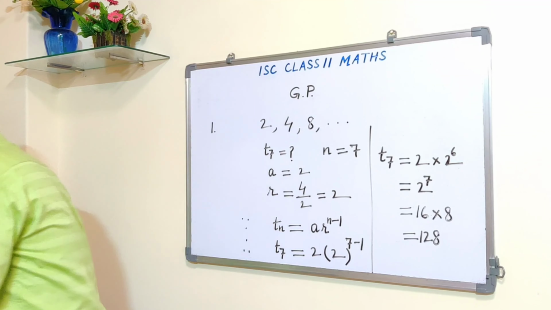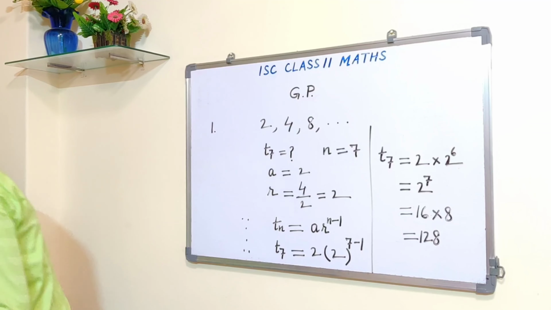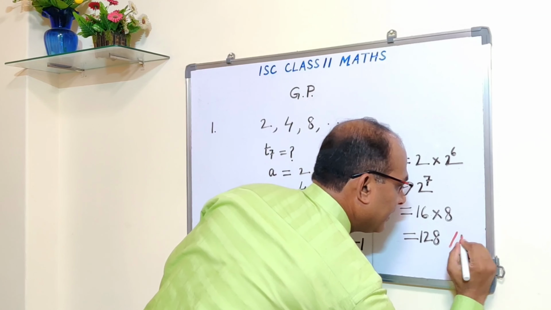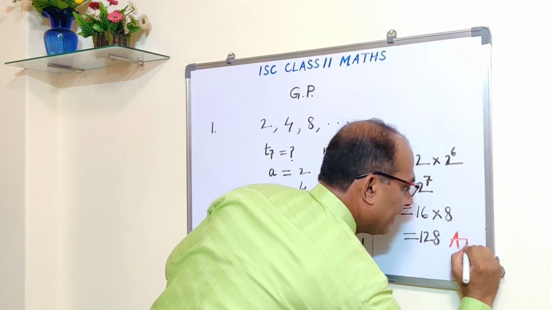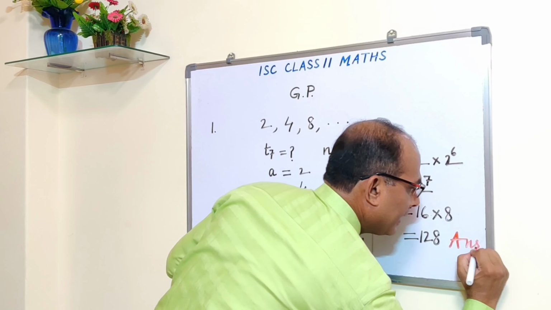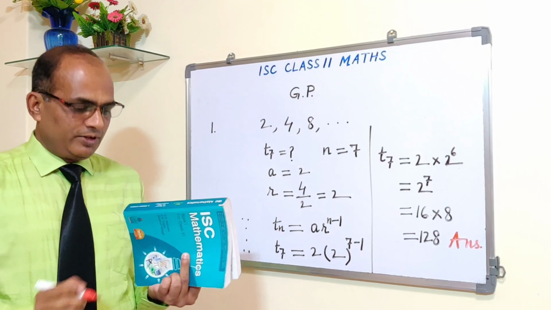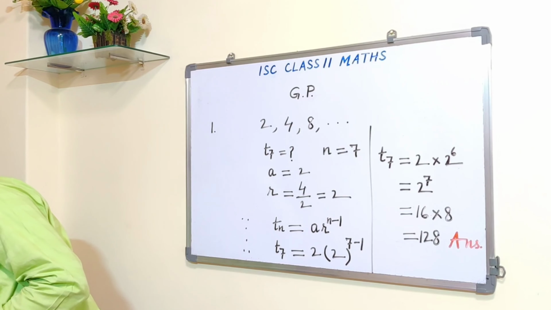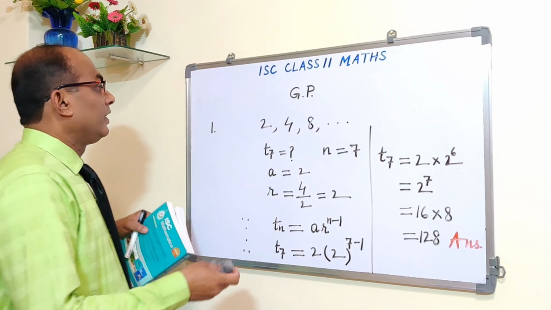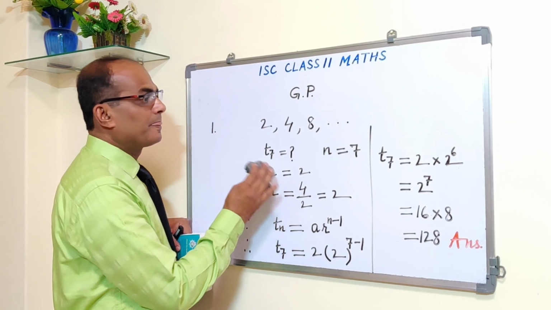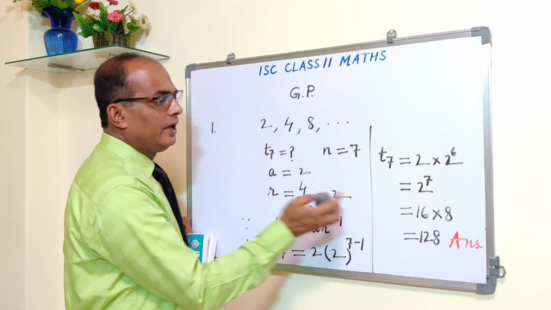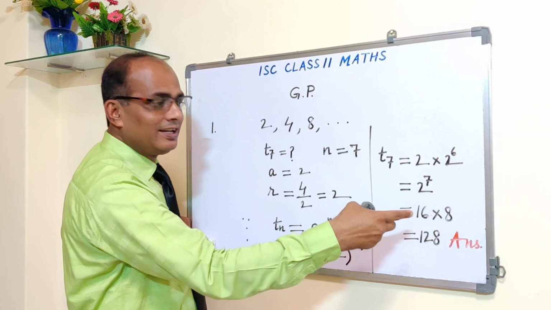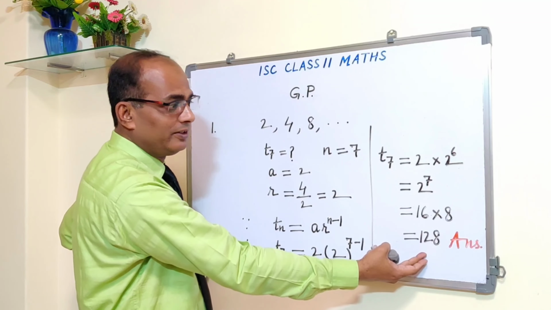Wait, 1 minute, I write down the answer. This is your answer. So T7 is 128. How is it? Easy? Okay. Now next question. You can write down directly. If you can multiply 2 7 times, you can write down 128.